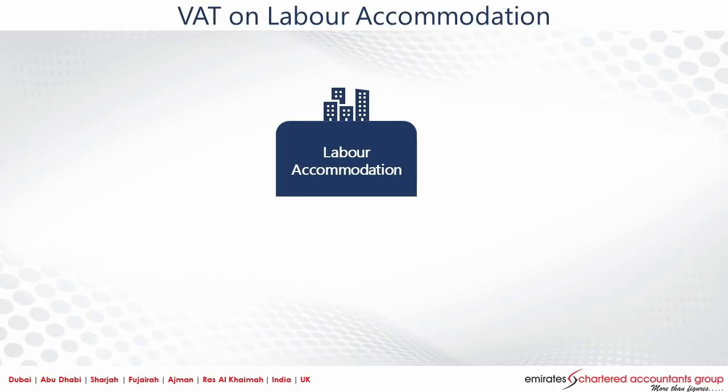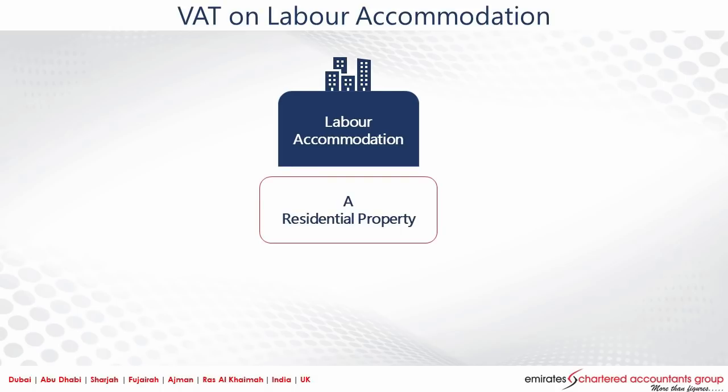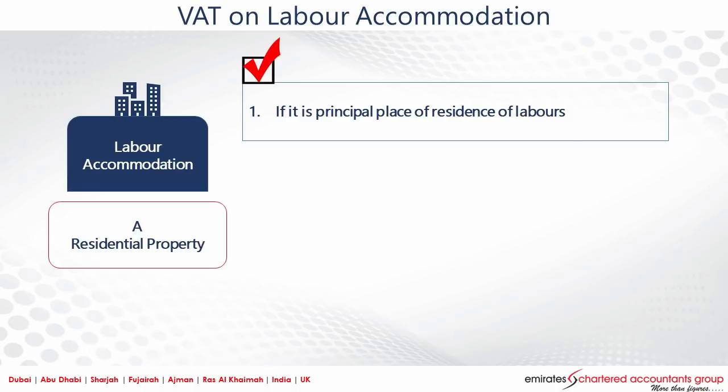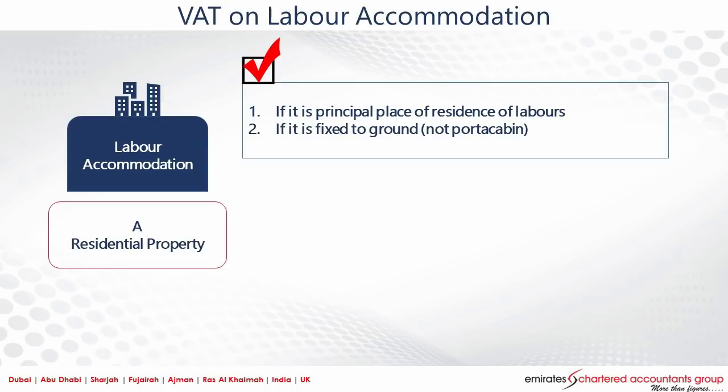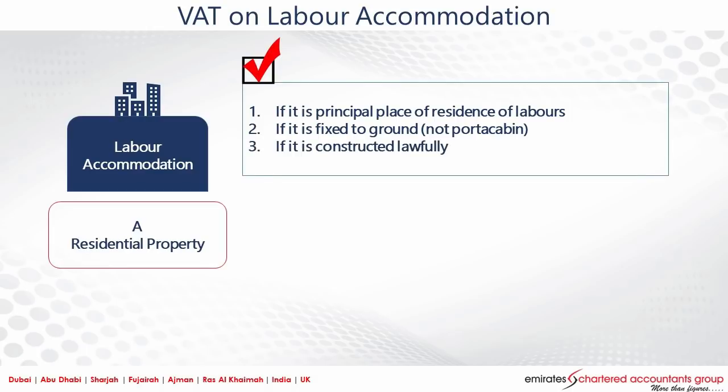Let us see these issues in detail. A labor accommodation will be considered a residential property if the following conditions are met. First, it is the principal place of residence of laborers, that means that's their main accommodation. Second, it is fixed to the ground, that means it's not a porta cabin which is removable or movable from one place to another. Third, it is constructed lawfully, that means it should be constructed with the permission of the local authority.